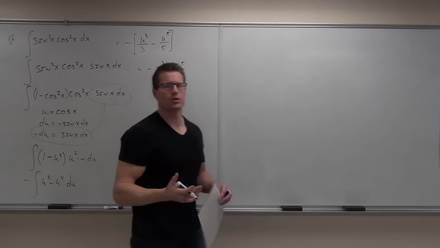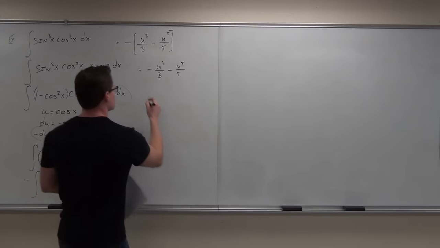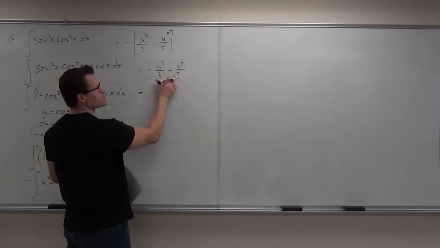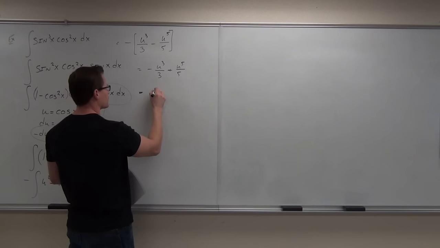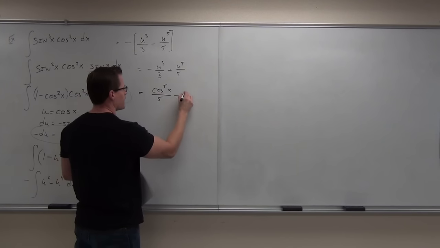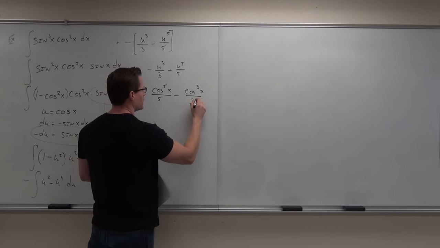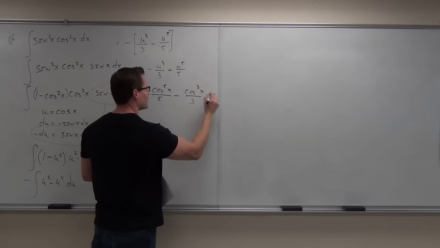Now, we don't want to stop there. What's the next thing we got to do? Plug your u back in there. That's very good. So whatever our u is, we'll have, and I'm going to reverse this right now, cosine to the fifth power of x over 5 minus cosine to the third power of x over 3, and plus c.